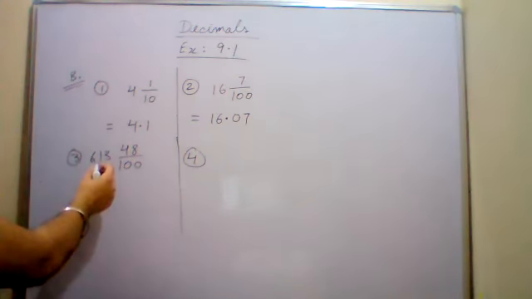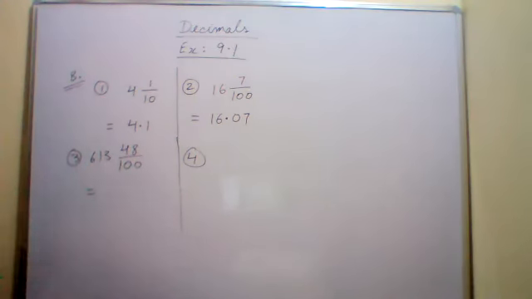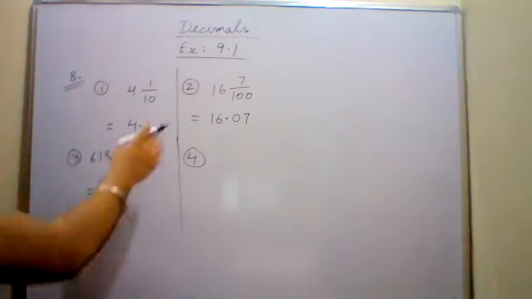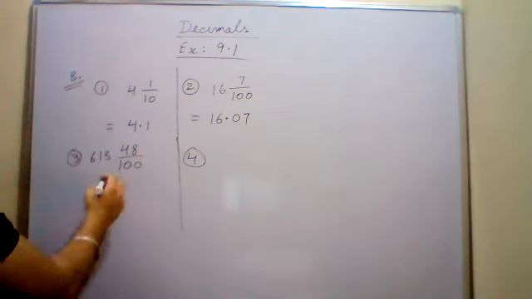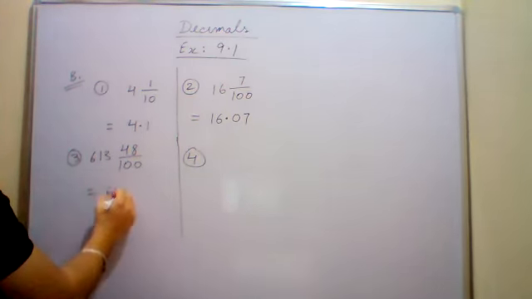It is 613 whole 48 upon 100. Please pay attention on this part. Even then, if you have problems, you can always watch the recording. I know you can easily understand the first and second if you pay attention on this. So 613 you will write as it is. The only thing you have to do is convert 48 upon 100 in decimal. So 48 upon 100 in decimal is 0.48. Got it?